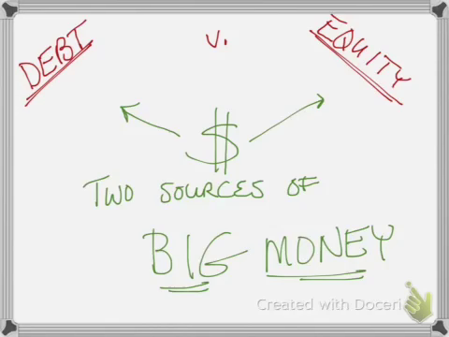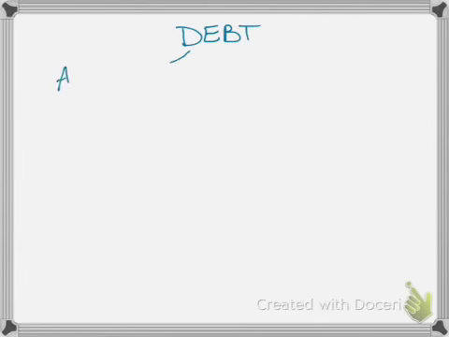So these are two potential sources of big money. If we think about the accounting equation, assets equal liabilities, so that's the debt, plus owner's equity. Those are the two sources of financing for the assets. So let's look at the advantages and disadvantages first of debt.